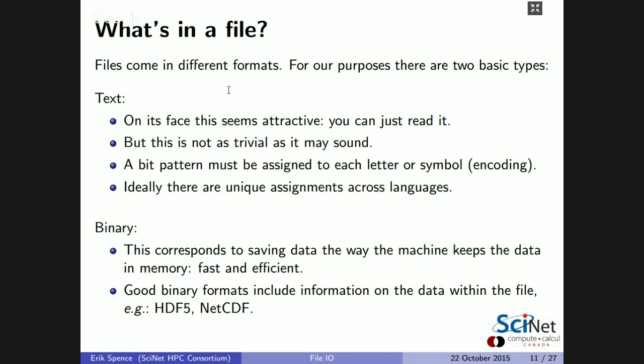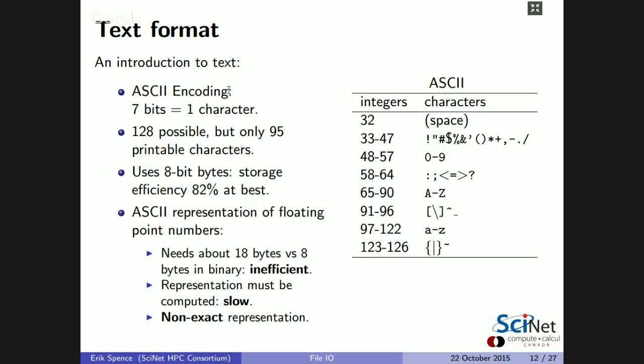Let's talk about text a little bit more, just so you have some text theory behind you. ASCII was your original text. 7 bits for a character gives us 128 possible characters. Here are some of them. Only 95 are printable. The rest are things like tabs and new lines and what have you, spaces. We use 8 bits to store it. It's not very efficient, especially for numbers, 0 through 9.